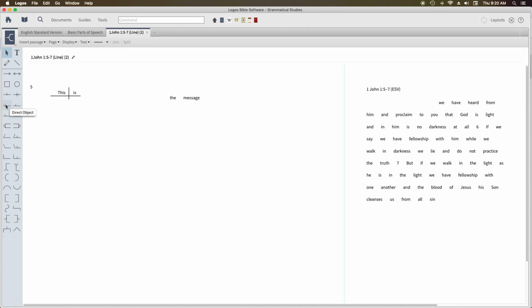So all you got to do on Logos is click. And once you click, you can drag it out and put it on here. And you see this word direct object here. And it's going to disappear when we put this on. Now, we don't drop the message on. We just need the noun, message.